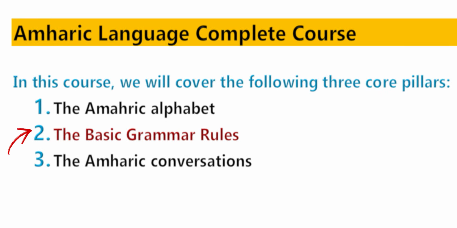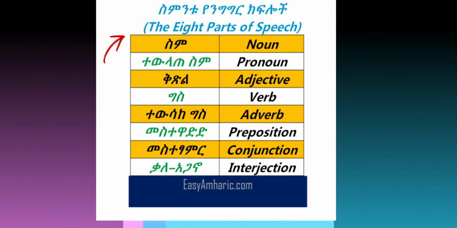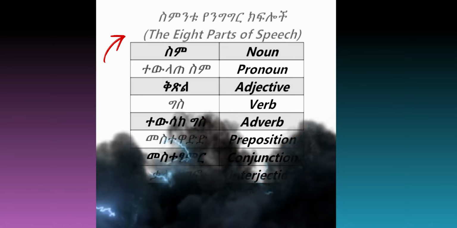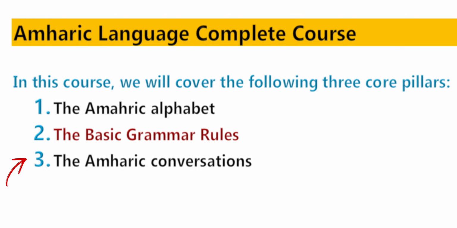Course 2, Basic Grammar Rules. Module 2 focuses on grammar fundamentals. We will explore the 8 parts of speech, core language rules, and the most important vocabulary for daily use. Amharic conversations. In our third module, we will move into Amharic conversations. We will cover essential everyday categories to get you speaking immediately.